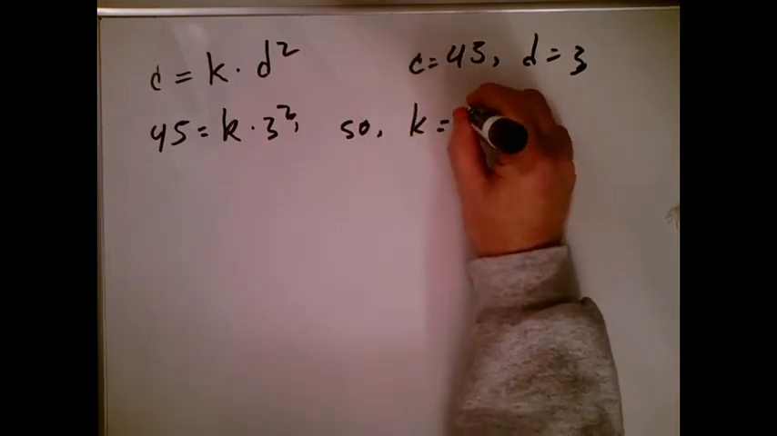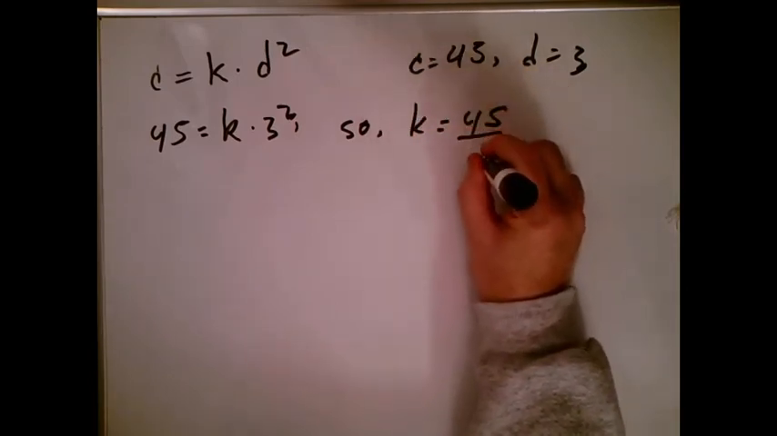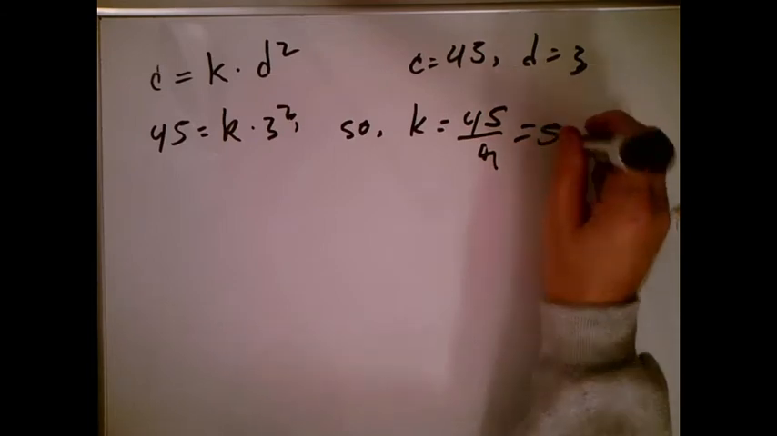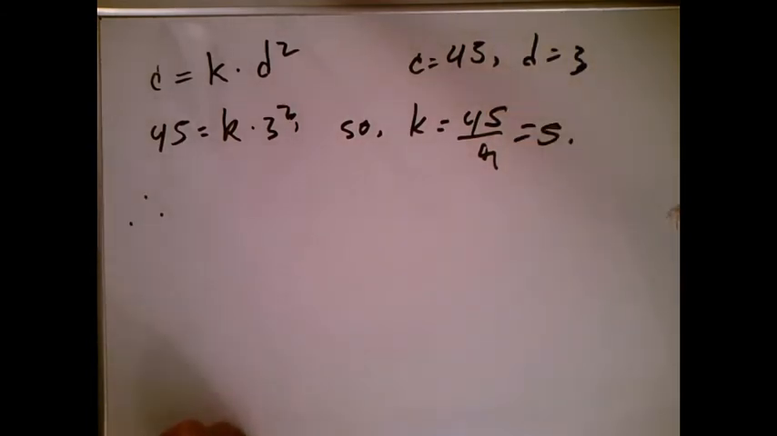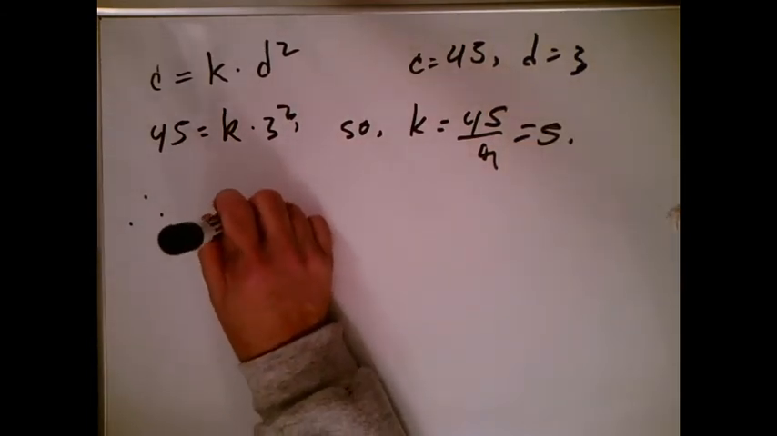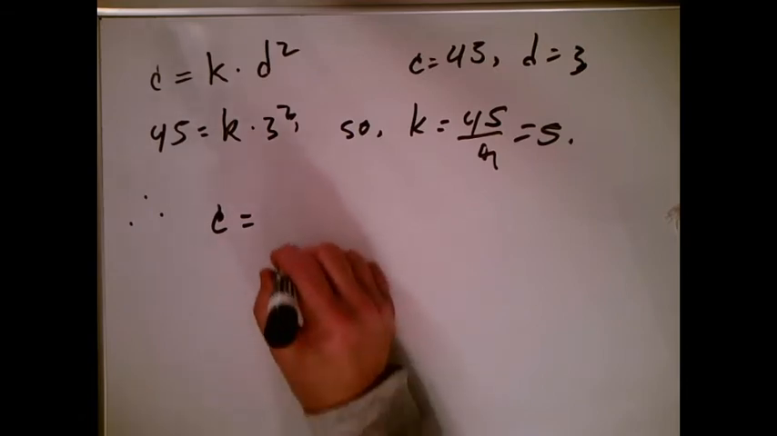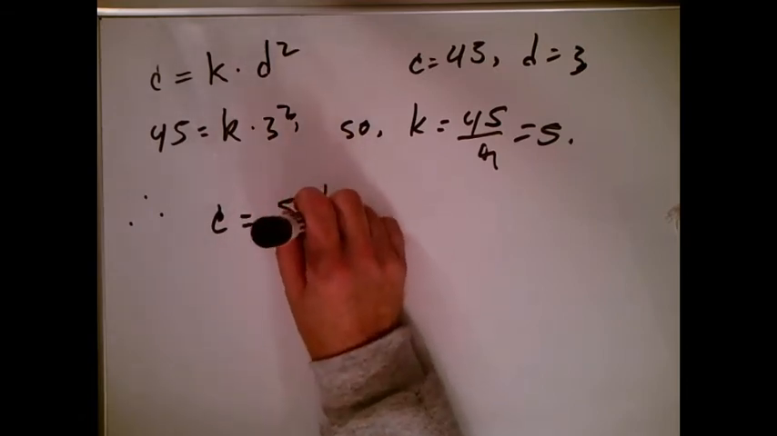How will we write the whole thing out? 45 over 9 equals 5. So we can at least write the formula out. We're going to write that C is equal to 5 D squared.